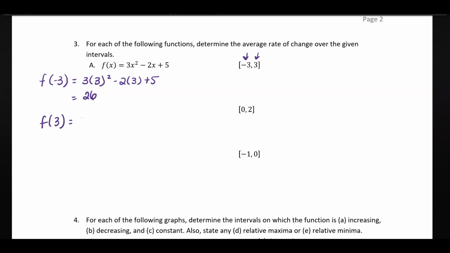So now we're going to have 3 times 3 squared. Oops, you know what? I plugged in positive 3 in that answer and not negative 3. So that means that this will actually equal 26. Let's go back and recalculate this one real quick, because I should have had a negative here.